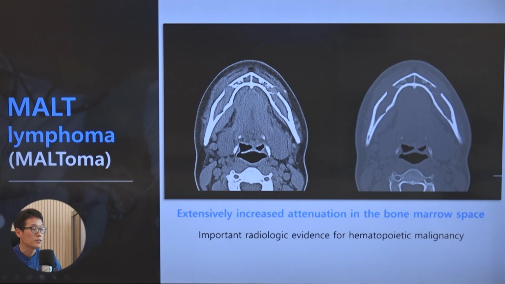And on CT images of the same patient, we can see extensively increased attenuation in the bone marrow space. And also we can see widening of mental foramen. So, through these radiologic findings, we could suspect the possibility of a hematopoietic malignancy, because this change in bone marrow space can be an important radiologic evidence for hematopoietic malignancy.